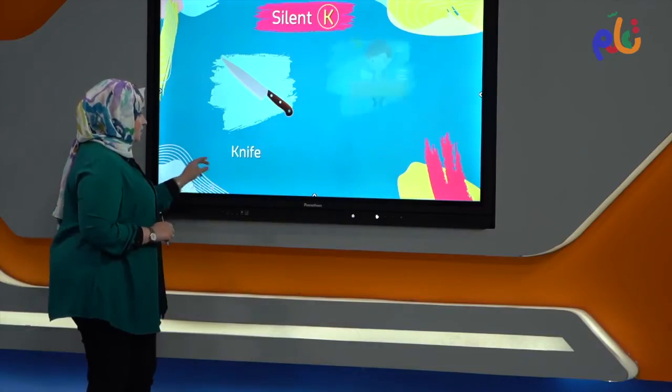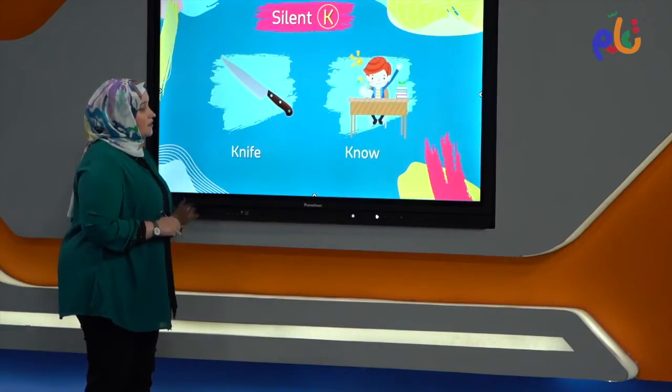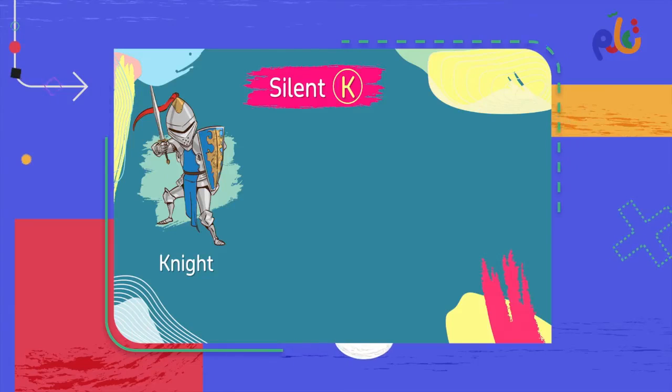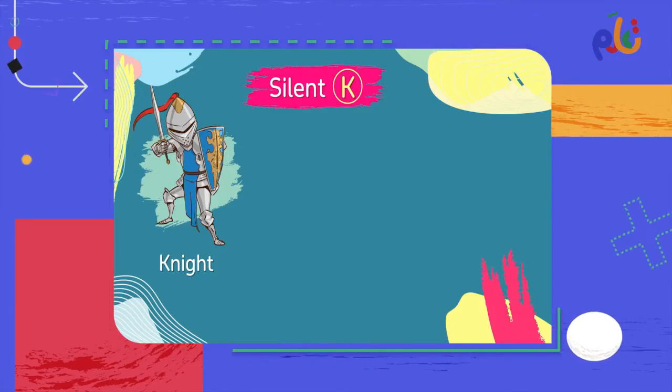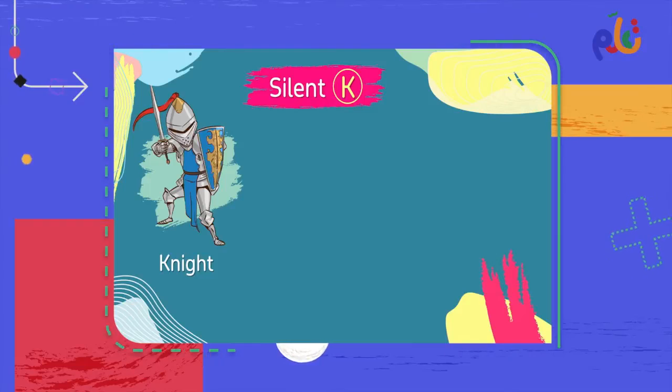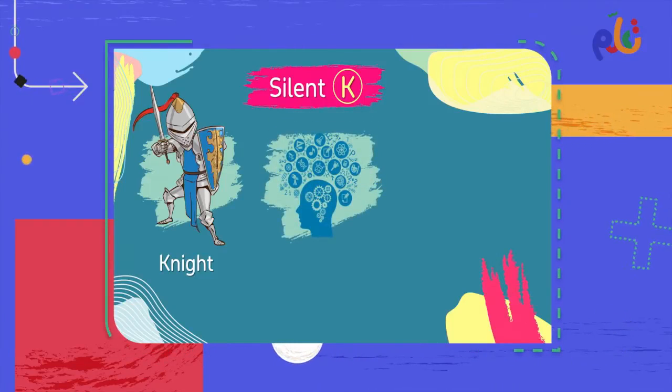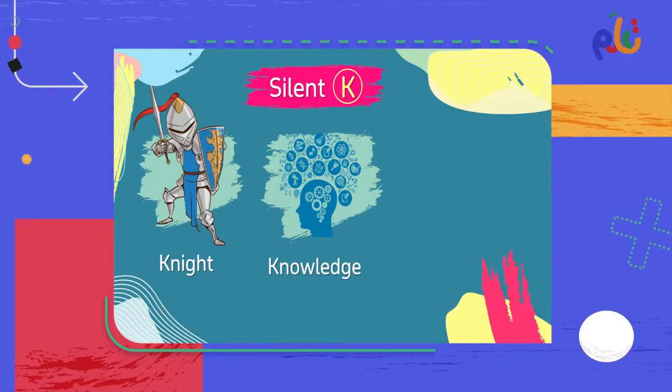Now, let's continue. More examples. No. He knows the answer. Someone asked him a question and he knows the answer to it. No, we do not pronounce the K. More examples. Night. We do not pronounce the K because it was followed by an N. We do not pronounce the letter K in the word when the N comes after it.